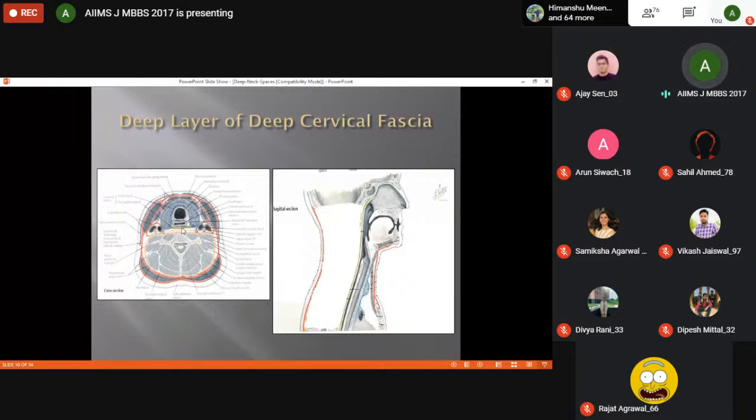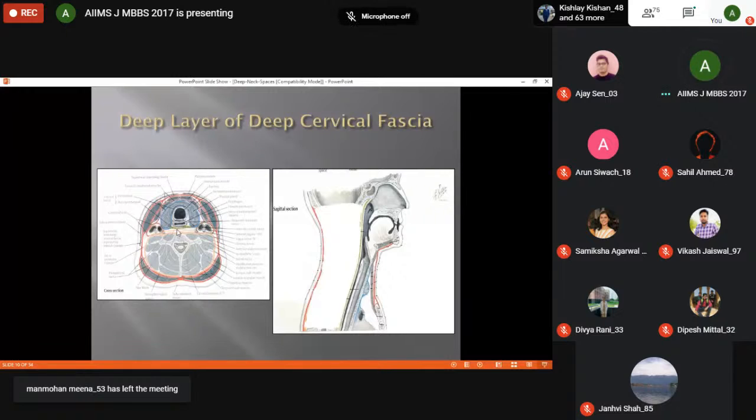There is also a space which is actually the retropharyngeal space. We'll discuss it in detail. There are actually two spaces. One space is between the middle layer, which covers the esophagus and larynx, and the alar layer. One space is between the alar layer and the prevertebral layer of cervical fascia. There is one more space that lies between the prevertebral fascia and the prevertebral muscle.